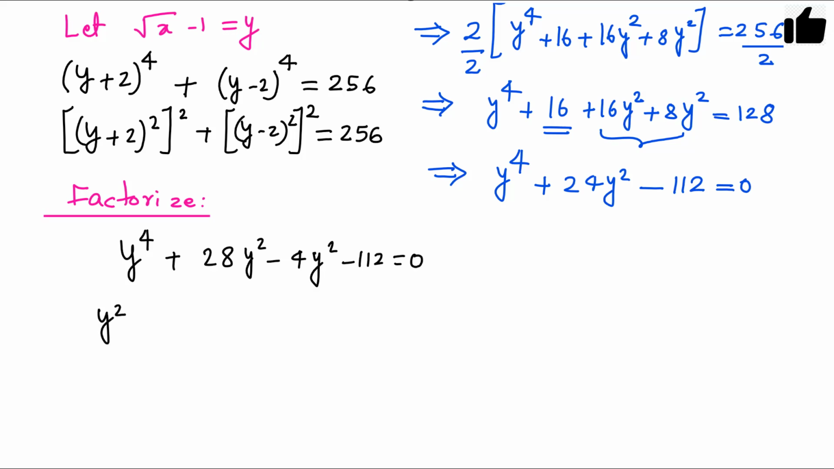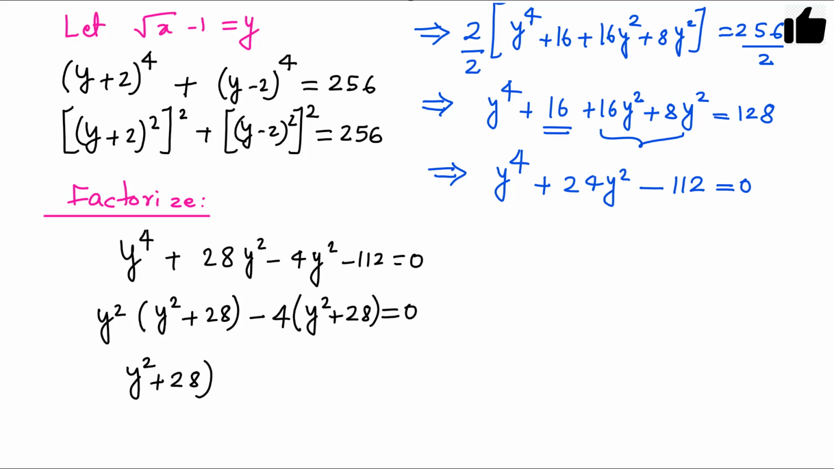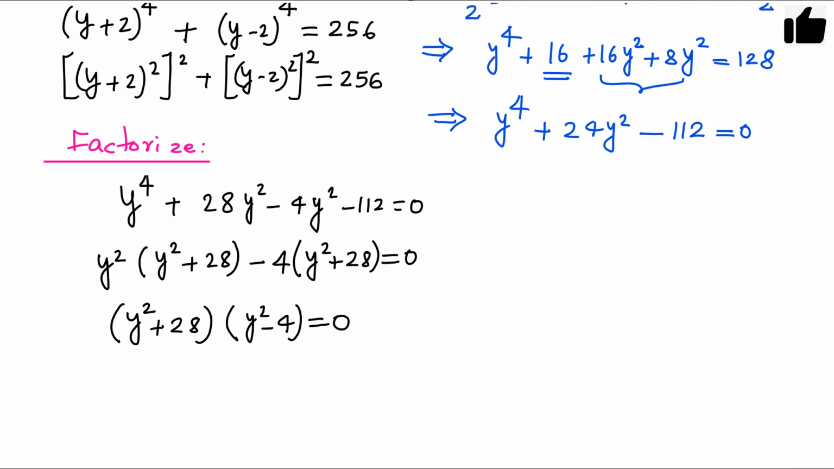Now if you take y^2 common, what you will have? You will have y^2 plus 28, and this is minus 4 times y^2 plus 28. This equals 0. Now if you take y^2 plus 28 common, you will have y^2 minus 4 as another factor. This equals 0. Now we have two situations. Either this term is 0 or this term is 0.